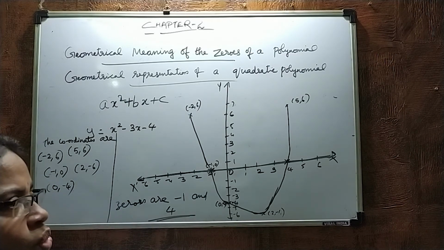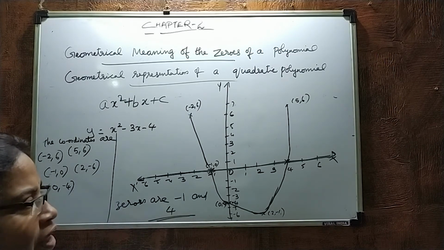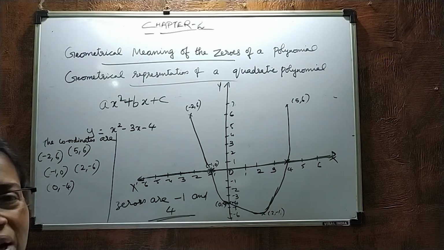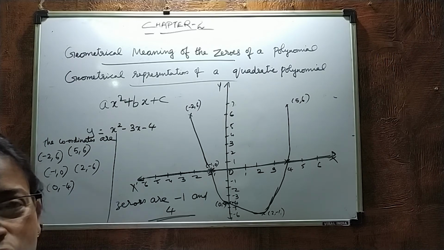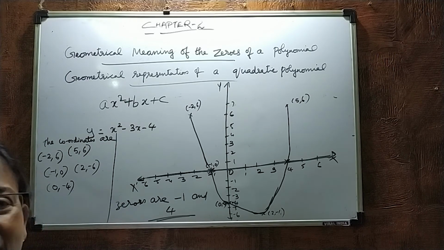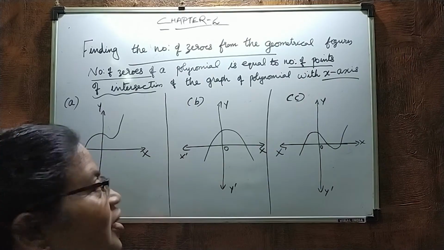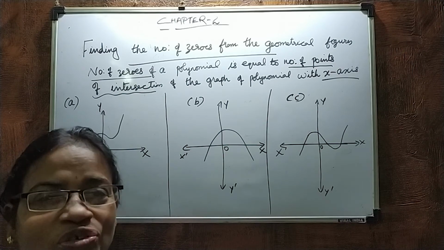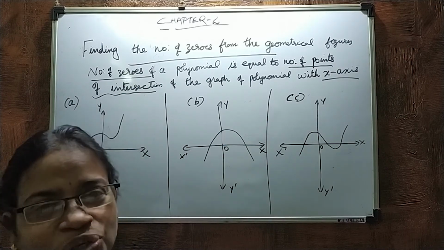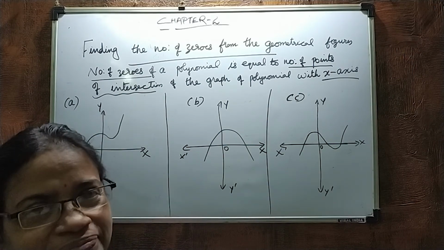And CBSE board told us that there is no need to make the children draw the figures and all. Just from the figures, you have to find out how many zeros there are. Clear? Now we are going to learn about the number of zeros, how to find the number of zeros from the given figure.